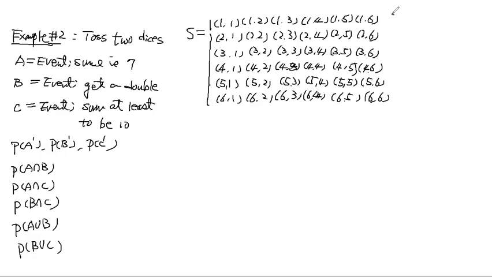So I have a total, how many? I have a total of 36 outcomes. And every outcome has an equal chance to happen.